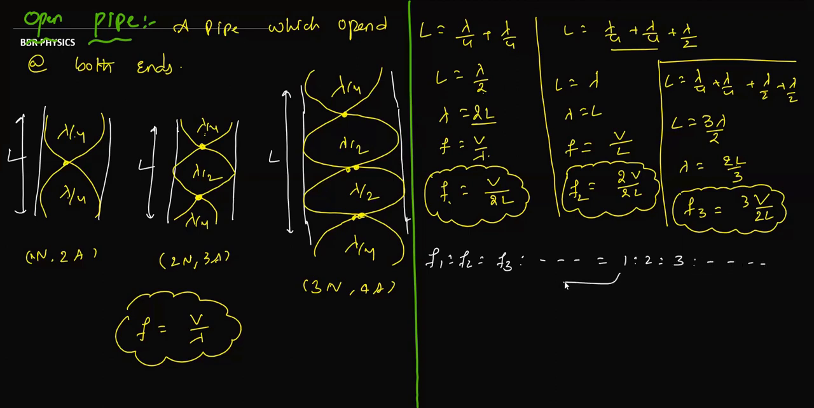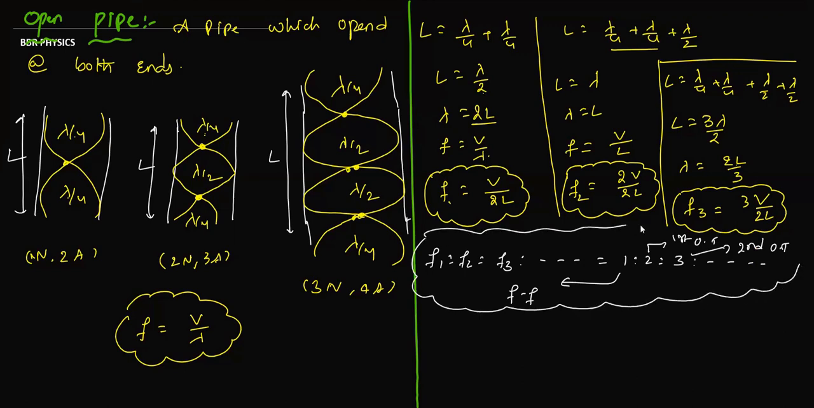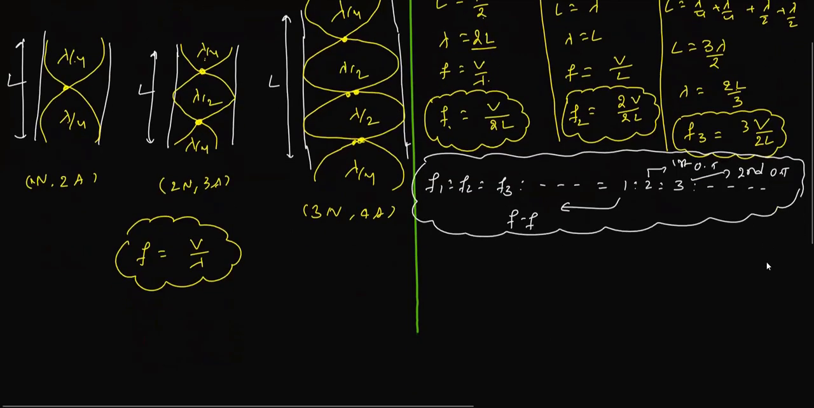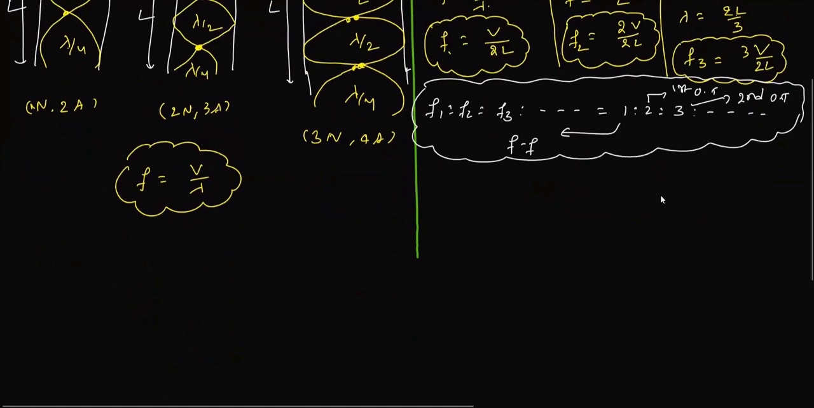This 1 is called the fundamental frequency, this 2 is called the first overtone, and this 3 is called the second overtone. Now, this is the frequency ratio formula in the case of an open pipe. A pipe which is open at both ends is called an open pipe. Now, which type of harmonics are present here? 1, 2, 3, everything is possible. Even and odd harmonics are both possible.